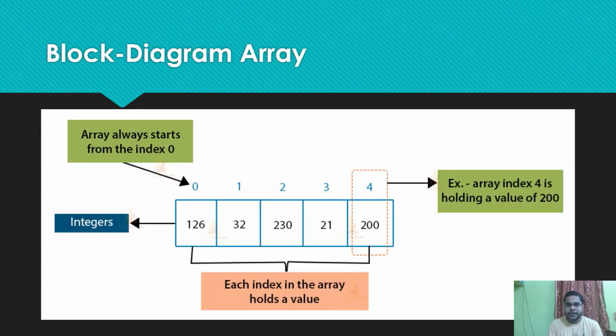This is a block diagram of the array concept, and obviously arrays are indexed; the index starts from 0 to 4, and each and every index holds a value. Okay, if you want to retrieve any value of an array, then you have to put the index number so that we can retrieve that particular value from that index number.